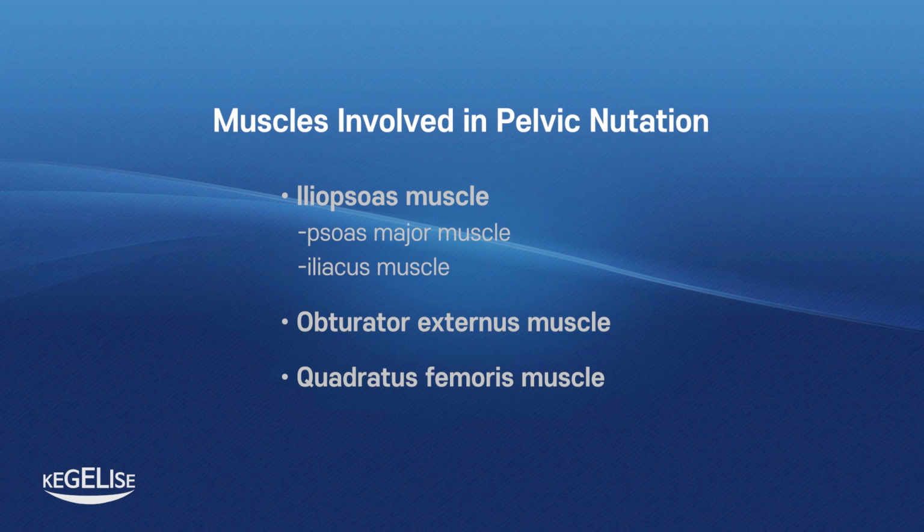Many muscles are involved in pelvic nutation. Among them, the iliopsoas muscle formed by the psoas major and iliacus muscles, the obturator externus muscle, and the quadratus femoris muscle play a major role. Let's take a look at each muscle.